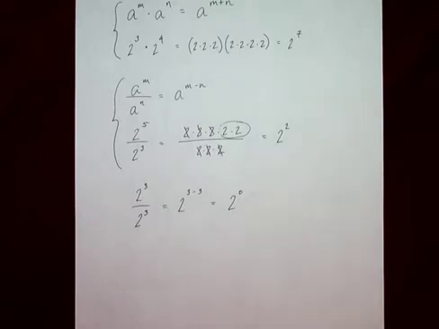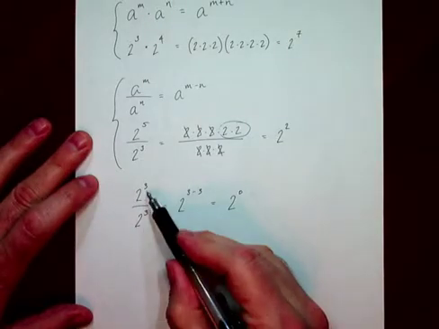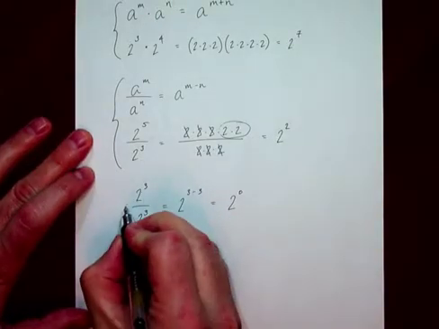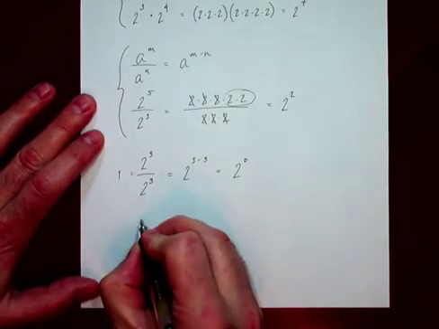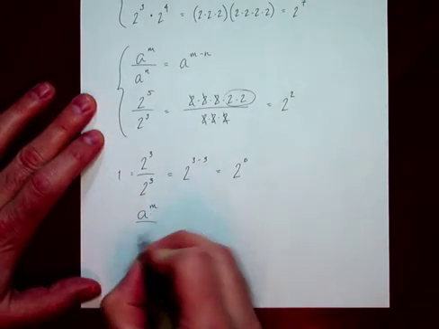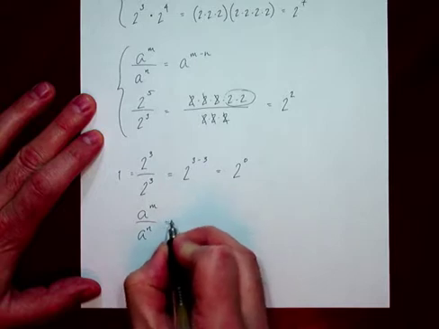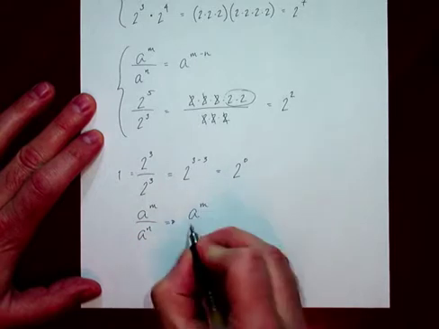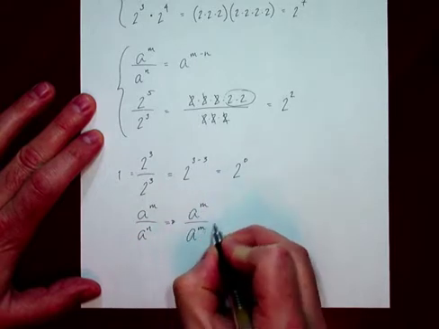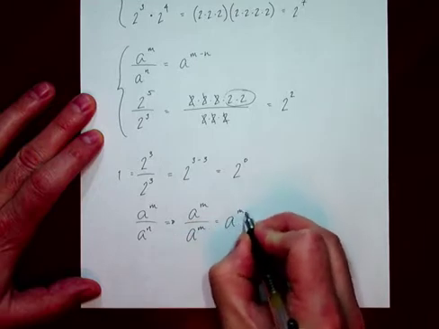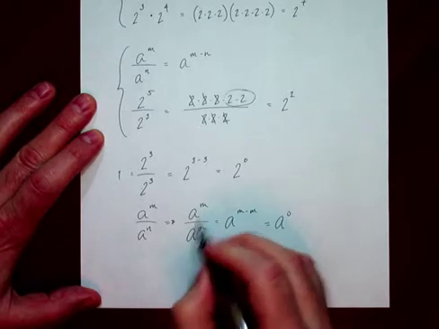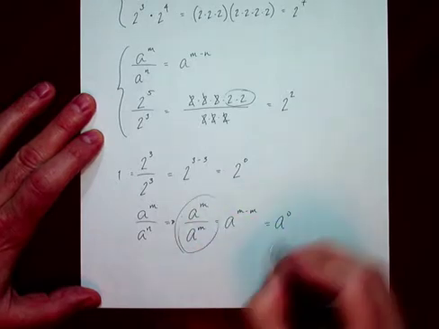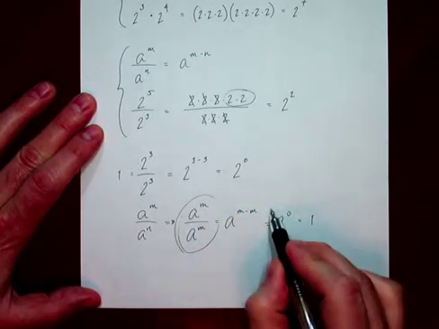So if there's no imbalance, then it's the same number over itself, and that's why it's equal to 1. Okay, so basically we take it from a to the m over a to the n, but then we transform it as a to the m over a to the m, which is a to the m minus m, which is a to the 0. And as we've already stated, that right there is equal to 1.